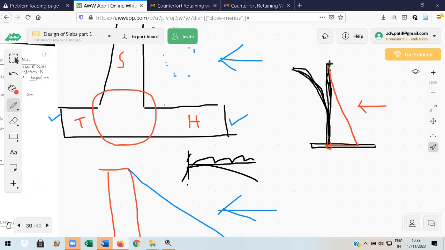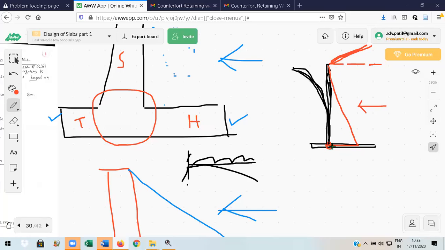If the top surface is in line with the top of the wall, I call it horizontal backfill. If the backfill is like this, the earth can be like this also. It is surcharge or inclined backfill. We are going to concentrate only on the horizontal backfill type of problem, in which there will be triangular pressure. Indirectly, what I'm trying to say is that the stem is subjected to a triangular load like this.